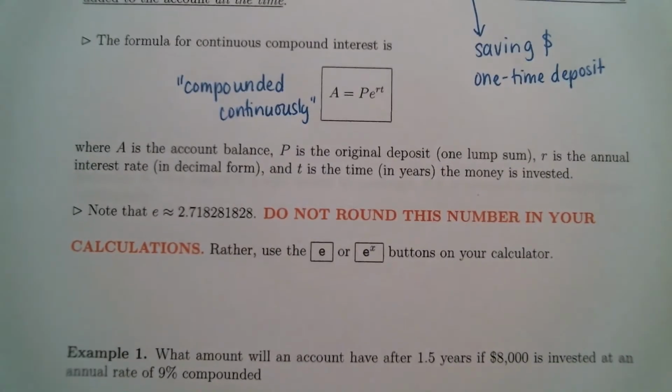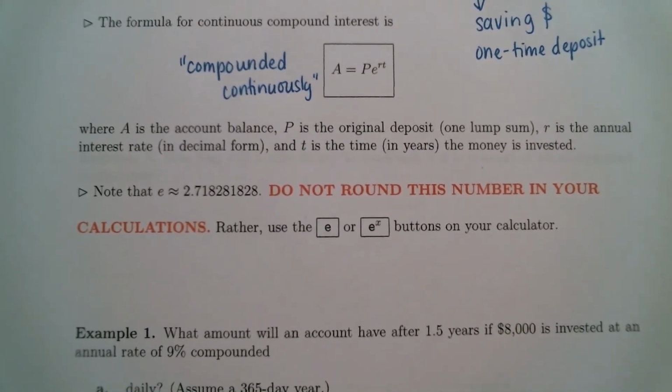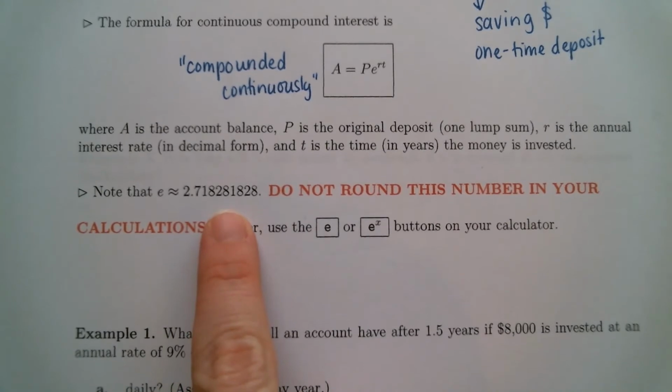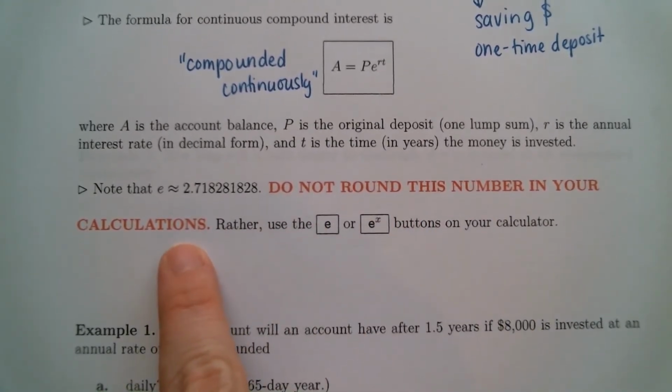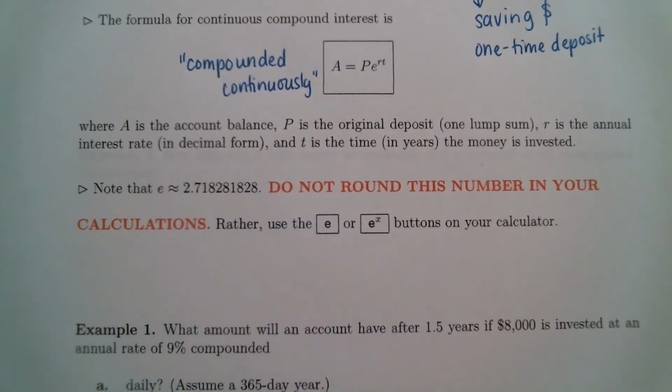So look what I have in big red on your notes. Yes, this is the decimal approximation for E, but do not round this number in your calculations. Do not, okay? It goes back to all this financial stuff that we cannot round until the final answer. So if you started rounding E to 2.71 or even 2.72, it's going to start throwing off your final answer by just a few cents or even more, okay? So you have to use the full decimal expansion, so that's why you need to be using the E or the E to the X button, okay?